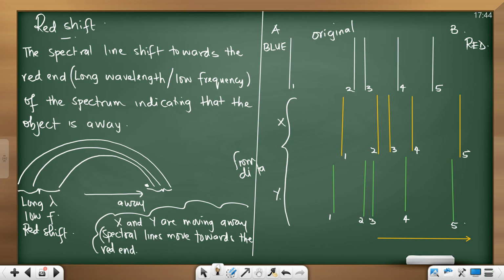But we are saying X is moving faster than what? Than Y. Why? X is more red what? Shifted.